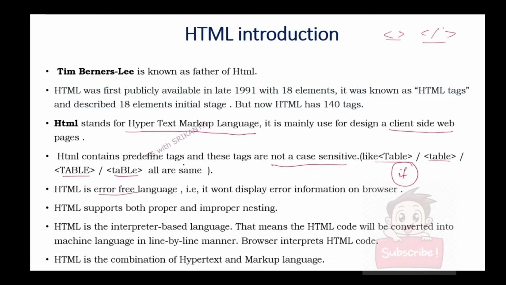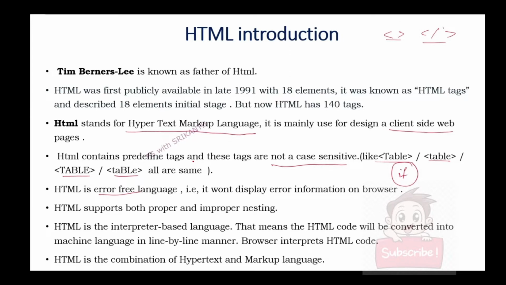Why is it an error free language? Because an HTML program has a structure, right? If you are following the structure, not at all an issue, but if you are not following the structure, even then it never shows your mistakes or errors, whatever they may be. It supports them. Means HTML supports both proper and improper nesting. Actually HTML has a structure, but if you don't want to follow the structure, not at all an issue, it will still work.